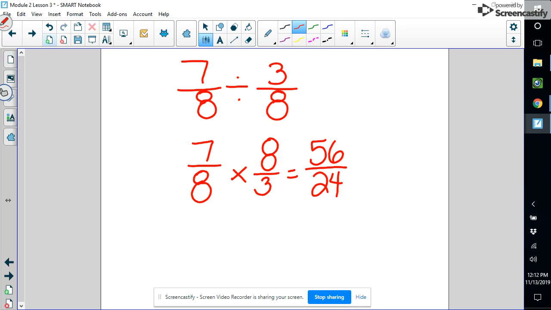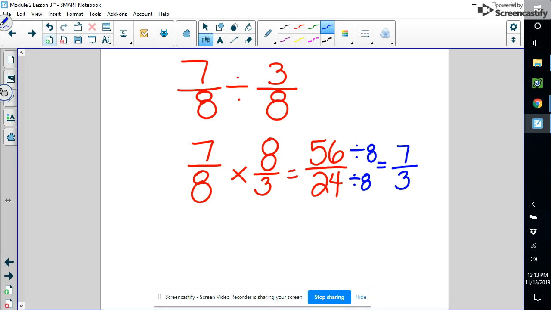From here, this is an answer that I can now work on simplifying. So I'm going to look at 56 and 24 and think, okay, what goes into both numbers? Well, they're both even, so I know that 2 can go into both of them. But I feel like another number can go into more of them. So I think through all my multiplication facts, I know that 56 can be divided by 8, and 24 can also be divided by 8. So I'm going to divide both of them by 8. 56 divided by 8 is 7. 24 divided by 8 is 3. You'll notice I now have a simplified answer, but my answer is an improper fraction.